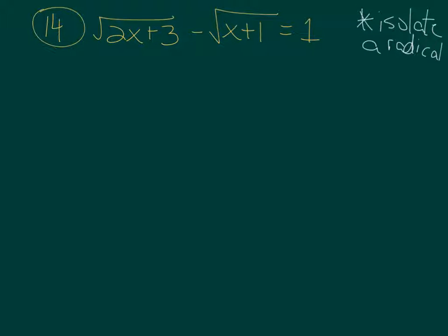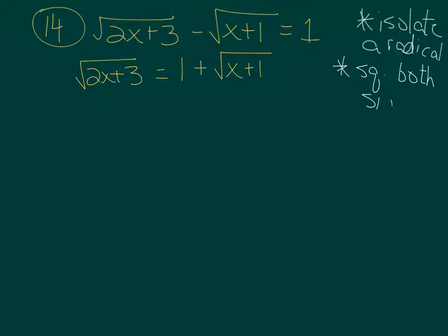I'm going to add this to both sides so that when I isolate, what I'm isolating is this one. So I get the square root of 2x plus 3 equals 1 plus the square root of x plus 1. Then the next step would be to square both sides. So I'm going to square this side, and I'm going to square this side.